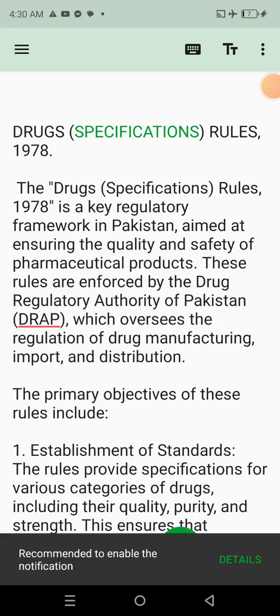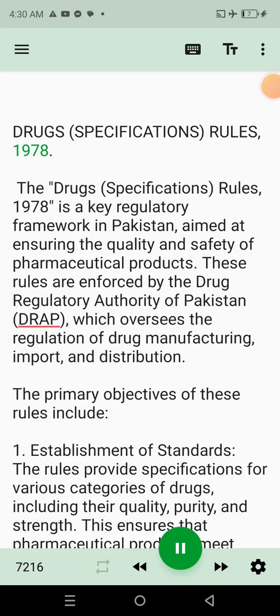Drugs Specifications Rules, 1978. The Drugs Specifications Rules, 1978, is a key regulatory framework in Pakistan, aimed at ensuring the quality and safety of pharmaceutical products.